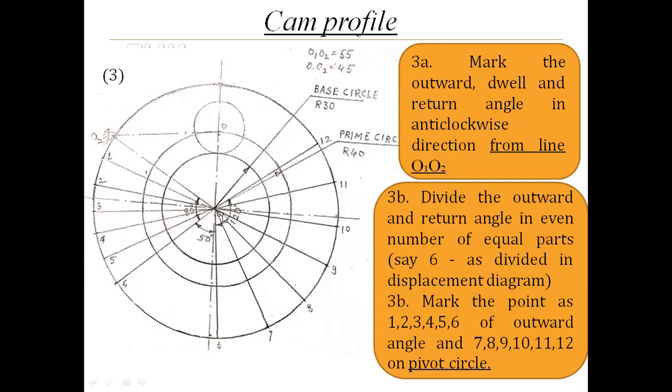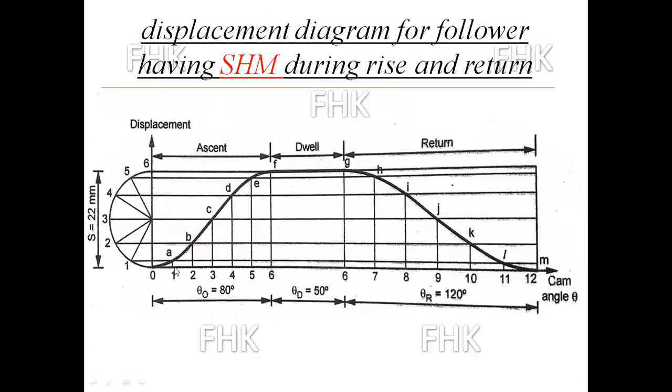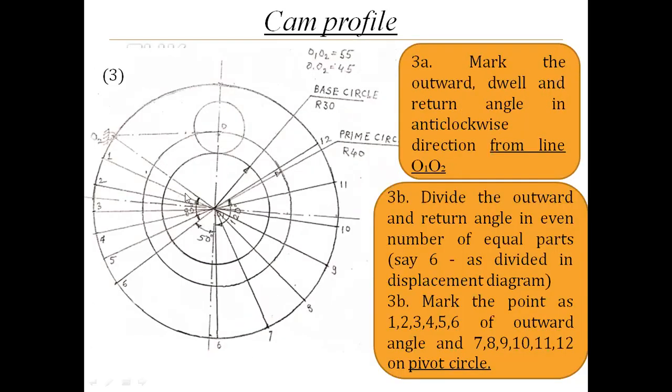Okay. And next step, divide the outward stroke and return stroke into 6 equal parts as you divide in the displacement diagram. You divide in the displacement diagram the outward stroke into 6 equal parts and the return stroke again into 6 equal parts. So you have to divide here also the outward stroke 80 degree into 6 equal parts and here 120 degree into 6 equal parts. And mark the points 1, 2, 3, 4, 5, 6 on the pivot circle, not on the prime circle.